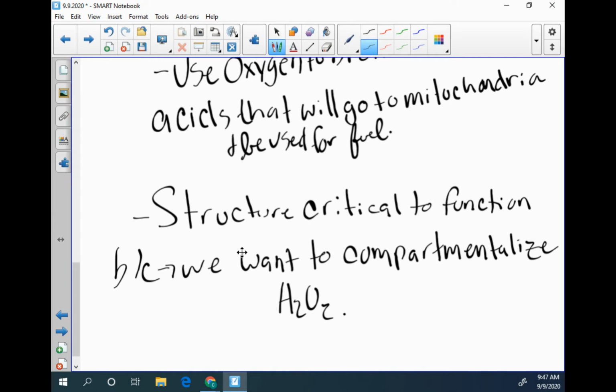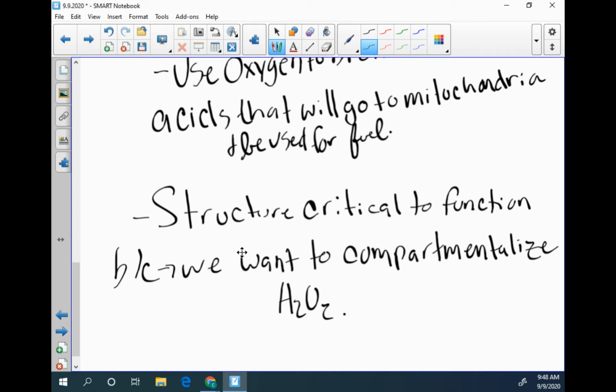If we can take our fatty acids that we want to break down, send them to a special place to get broken down, that's where the peroxisomes come in handy. We can't have the hydrogen peroxide just floating around or the enzymes that make hydrogen peroxide just floating around. We have to keep it separate, keep it locked up. So that's why peroxisomes exist.